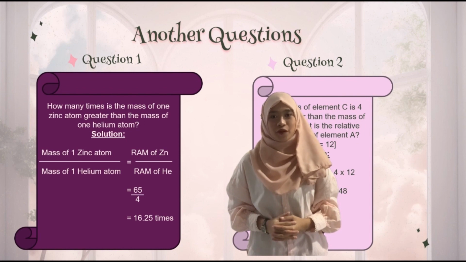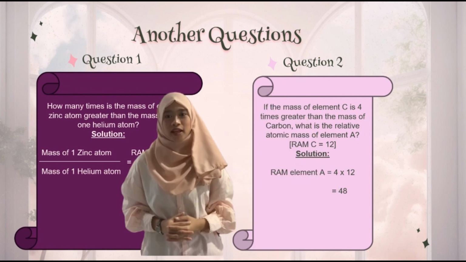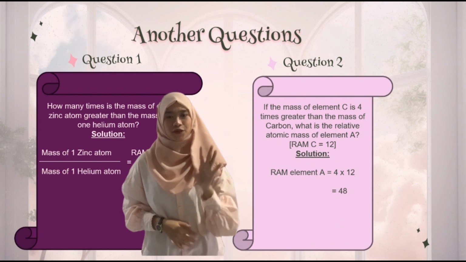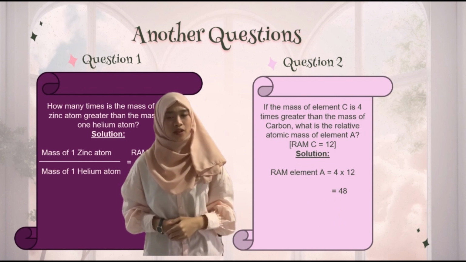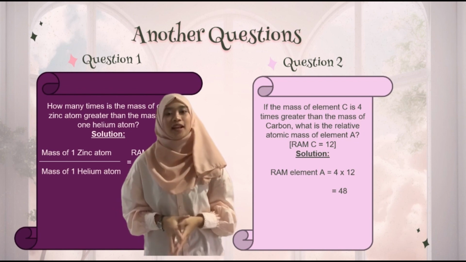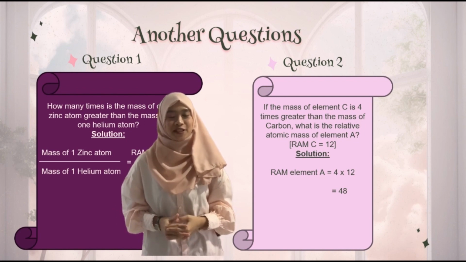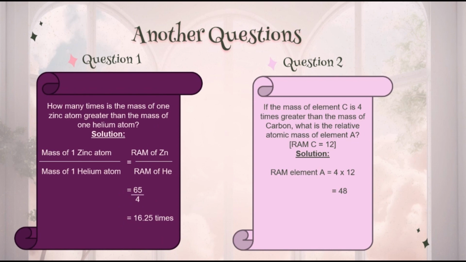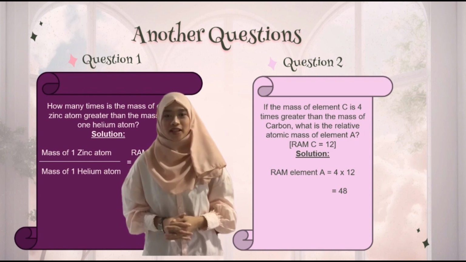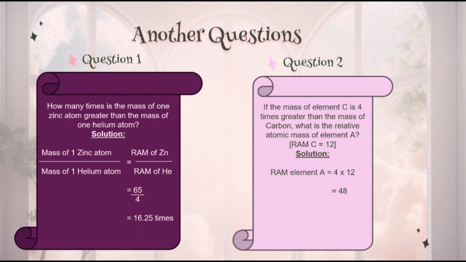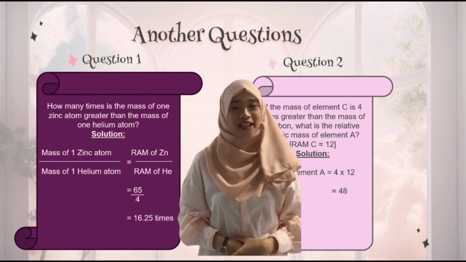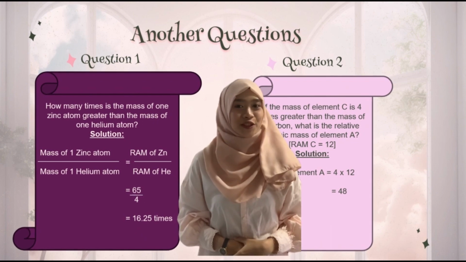Next question, before we move on to relative molecular mass. If the mass of element A is 4 times greater than the mass of carbon, what is the relative atomic mass of element A? RAM for carbon is given, which is 12. The solution is relative atomic mass of element A equals 4 times 12, and the answer is 48. I guess that's the end of the relative atomic mass topic. Let's move on to the next slide.